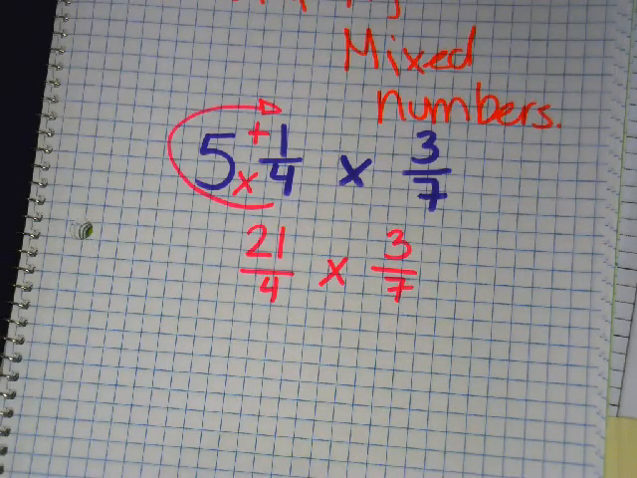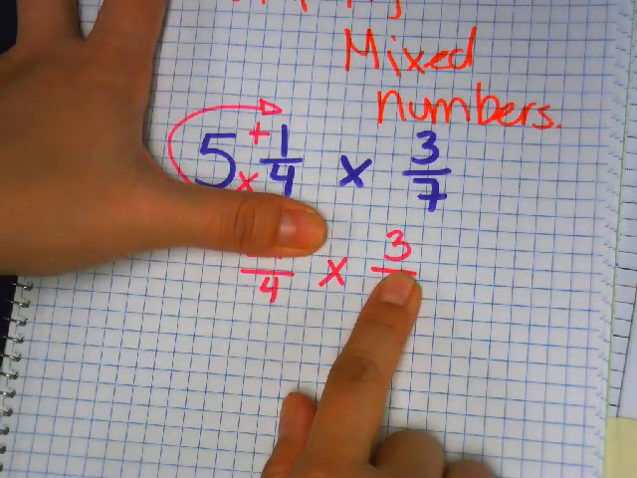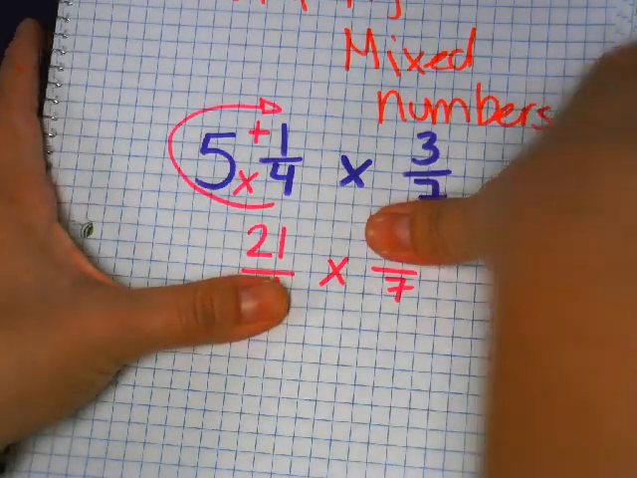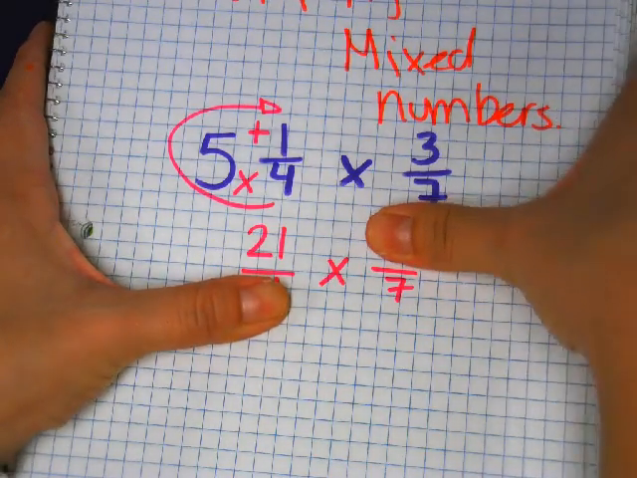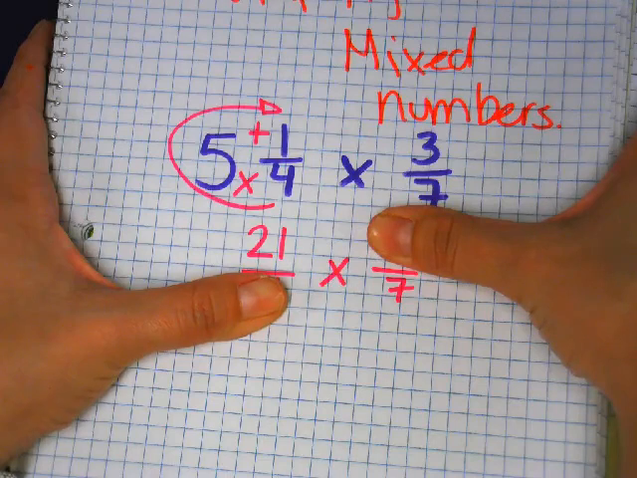I simplify the corners. So look at 4 and 3. Can I simplify 4 and 3 by anything? No. 21 and 7. Can I simplify 21 and 7 by something? Yes. What can I divide 21 and 7 by? 7.